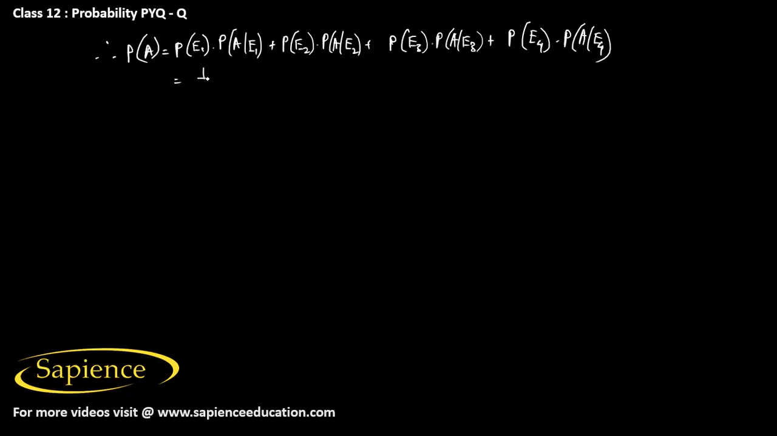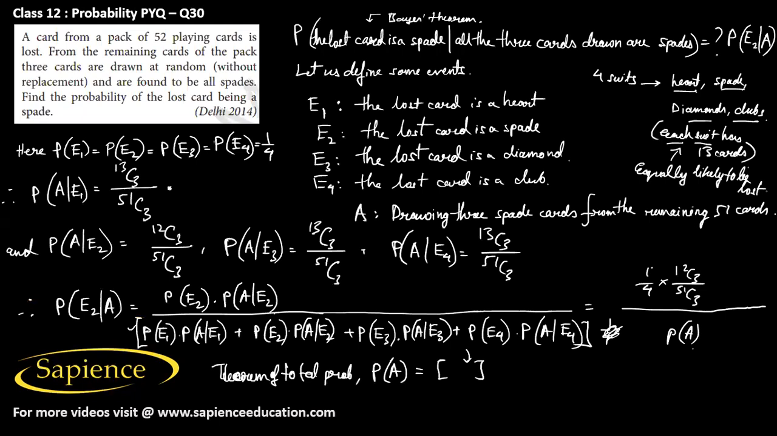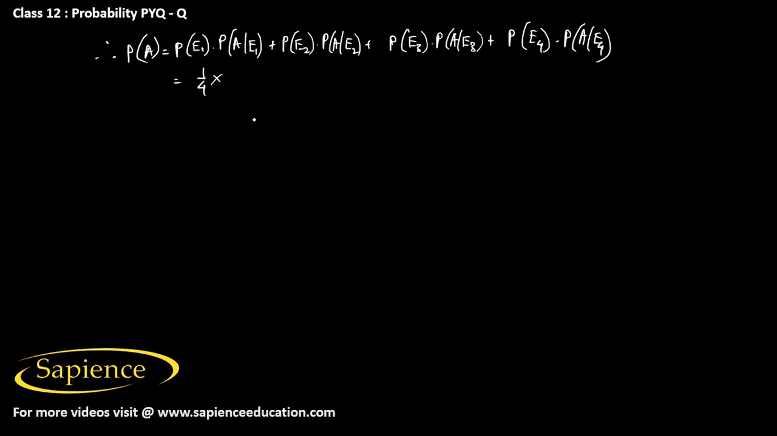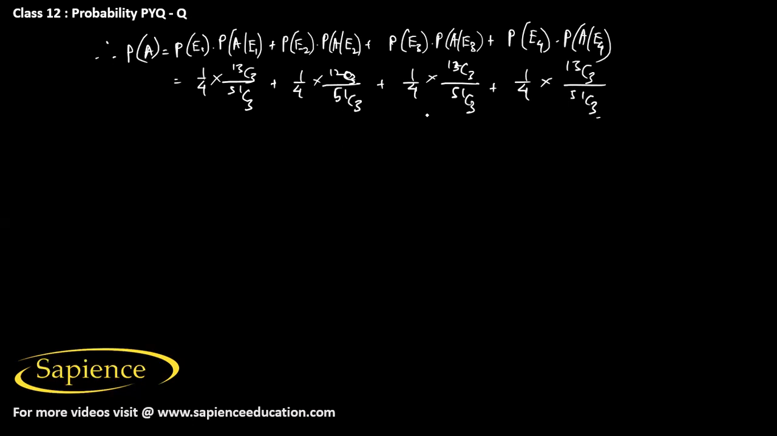So this will be 1 by 4 into P of A given E1. All these 3 are same: P of A given E1, P of A given E3, and P of A given E4. Only P of A given E2 is different. So this will be 1 by 4 into 13C3 divided by 51C3, plus 1 by 4 into 12C3 divided by 51C3, plus 1 by 4 into 13C3 divided by 51C3, plus 1 by 4 into 13C3 divided by 51C3.